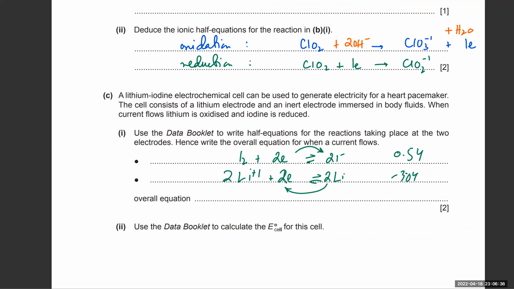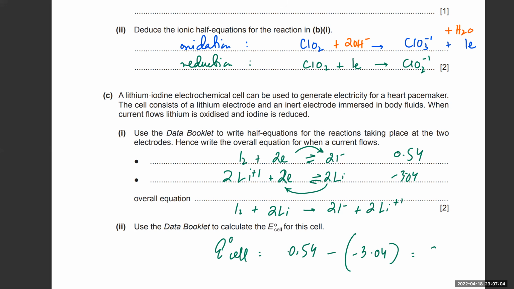So I multiply lithium by 2 and I add up the reactants. So it's going to be I2 in the first equation, and in the second equation the reactant is 2 Li. My products in the first one are 2I-, and in the second one my products are 2 Li+. And we can calculate the E0 cell. That's a pretty high E0 cell. It's the higher potential or reduction potential, which is 0.54, minus the oxidation potential or the lower potential, which is minus 3.04. And that comes out to be 3.58 volts, I guess.